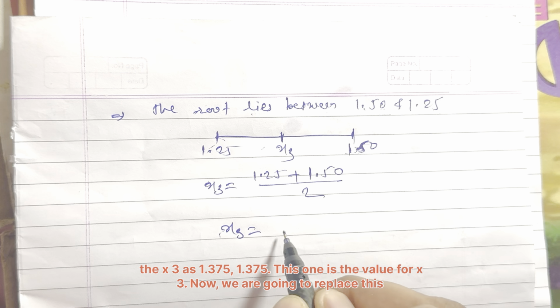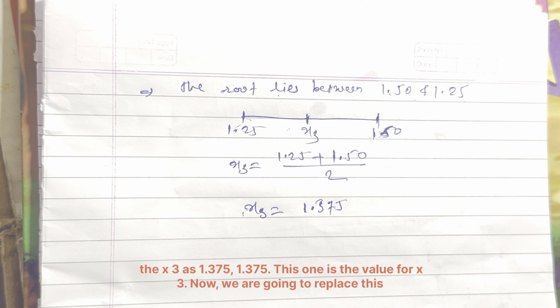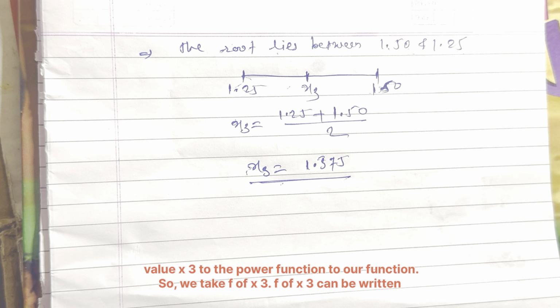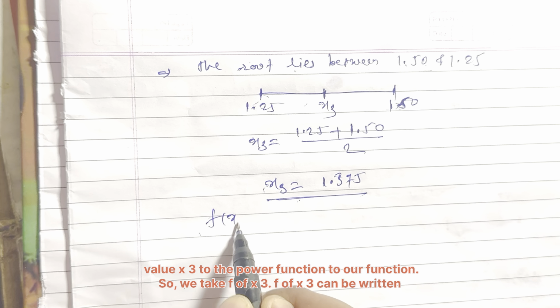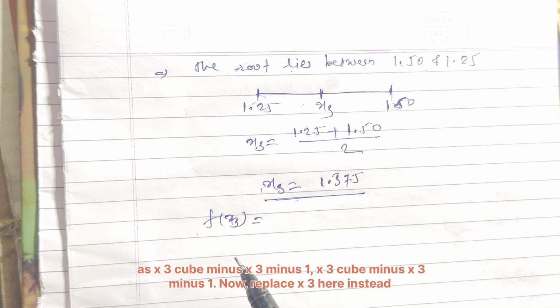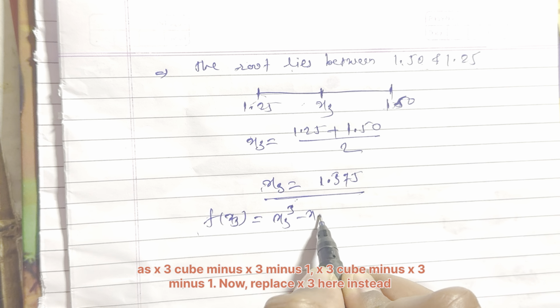1.375. This one is the value for x3. Now we are going to replace this value x3 in our function. So we take f of x3. f of x3 can be written as x3 cube minus x3 minus 1.